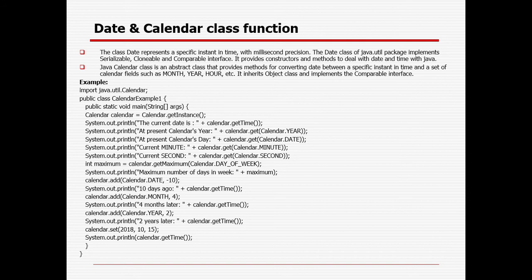In the next session I will talk about Java OOPS concepts, where the four concepts are inheritance, polymorphism, abstraction, and encapsulation. I will talk in detail about all the important attributes of the OOPS concept. Right now, you just need to learn the keyword abstract class. The Java Calendar class is an abstract class that provides methods for converting dates between a specific instant in time and a set of calendar fields such as month, year, hours, minutes, seconds, week, like that. It inherits the Object class and implements the Comparable interface.